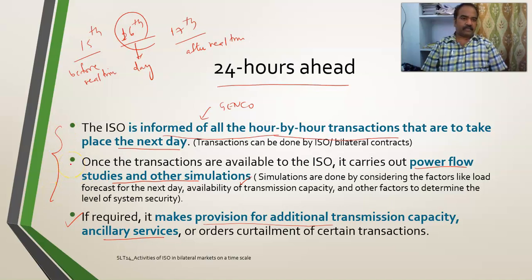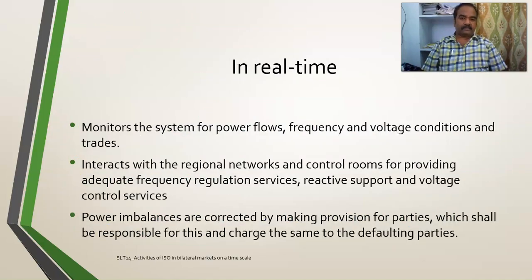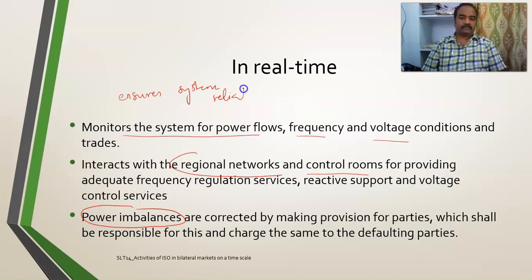He is not bothered about the market clearing price. Moving ahead, in real time the job is simple. He monitors the system for power flows, frequency, voltage conditions, etc. He may interact with the regional networks and control rooms for offering his services, which we call ancillary services. And if there are any power imbalances, he makes proper correction. So ultimately he ensures the system reliability and security. This is the job he does in real time.